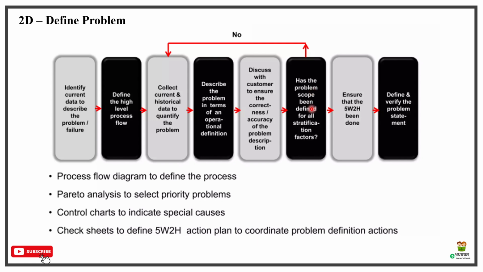Has the problem scope been defined for all strategic factors? If it is defined, then go further and ensure that the 5W 2H has been done. 5W means who, what, when, where, why, and 2H means how and how much. And if the problem scope has not been defined, then go back and collect the current and historical data again to quantify the problem, and go through this cycle until you define the problem and verify the problem statement.